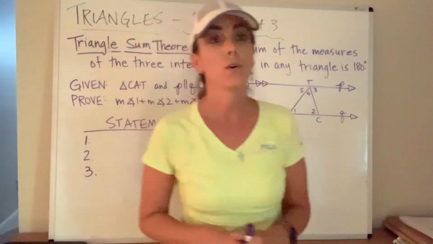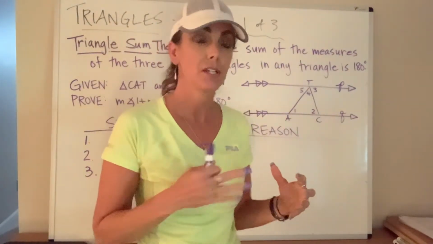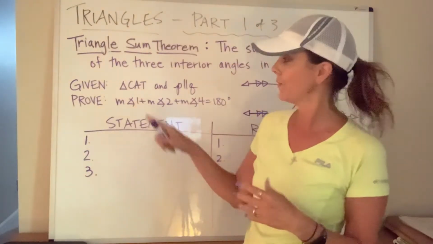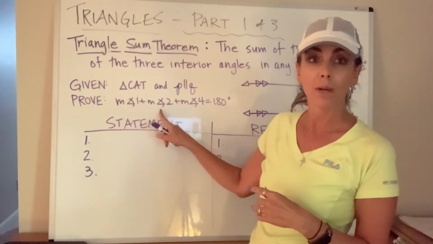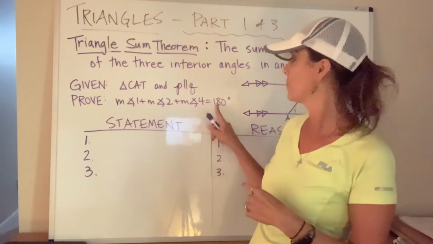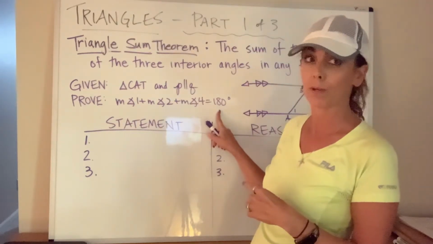Okay, so we want to take that information and run with it, and then be able to prove that the measure of angle 1 plus the measure of angle 2 plus the measure of angle 4 is equal to 180 degrees. Ready to rock and roll?